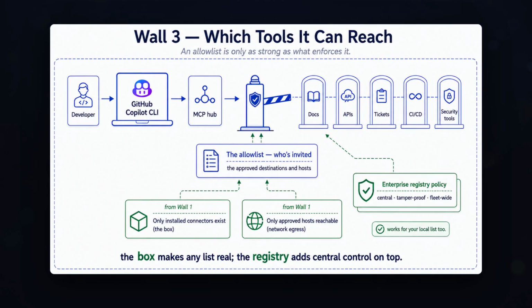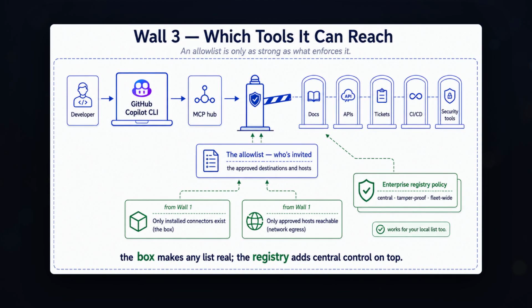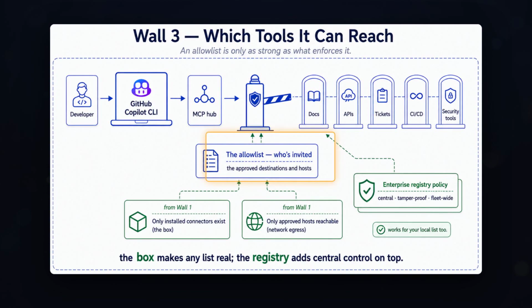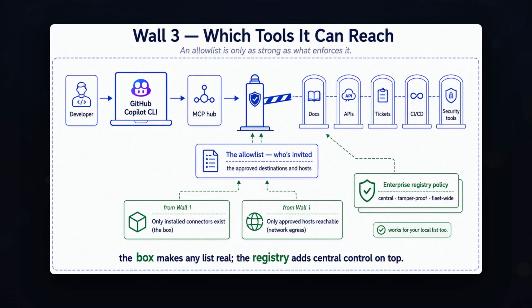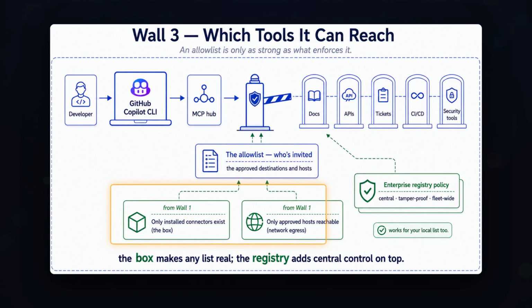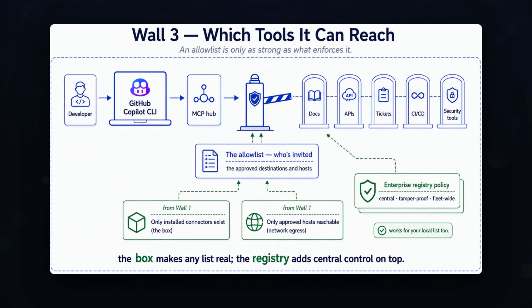Every connector you bolt on is a new door this thing can walk through, so naturally we want a guest list, only the tools we approve. But here's the catch, and it's an important one: that allowlist is just a file sitting on your machine. Whoever controls the machine can edit it, so on its own, it doesn't really control anything. What makes a list actually mean something is what's standing behind it. And we already built that back in wall 1, inside the box. The only connectors that even exist are the ones we installed. And the only places it can reach are the ones we allowed. So the list gets its teeth from the box, not from the file.